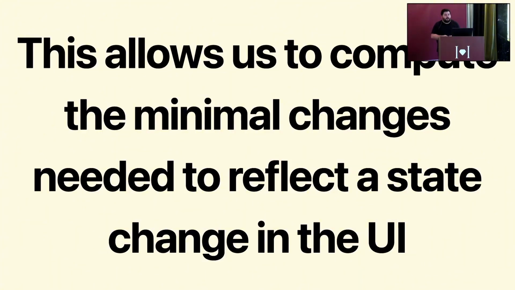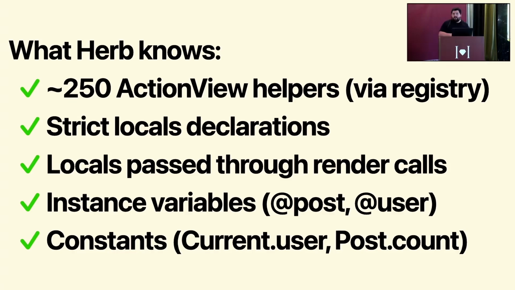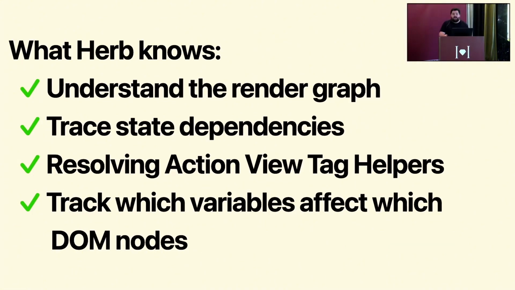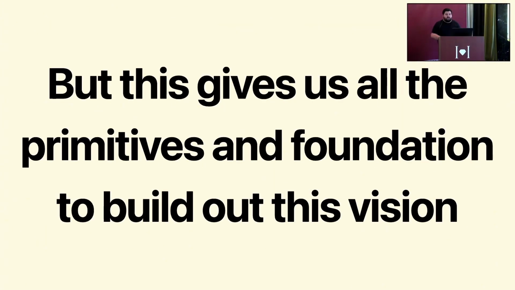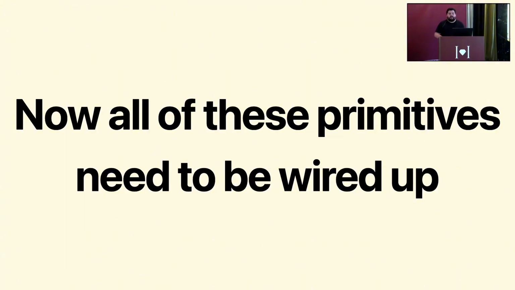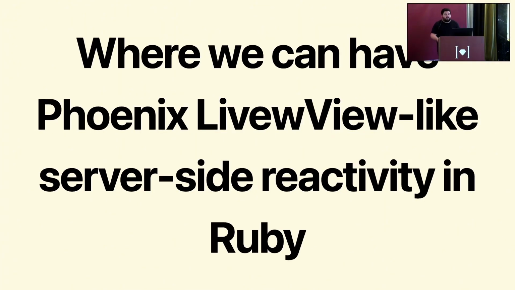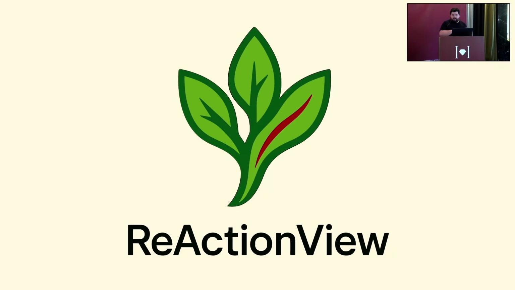So Herb today knows all these helpers. It knows about these strict locals, about these locals being passed around, these instance variables, and so on. It can understand the render graph, it can understand these dependencies, it can resolve these tag helpers, and also know which DOM nodes are going to be affected by these changes. But that's what we have today. We aren't quite ready for production reactivity yet. But all these tools give us now the primitives and the foundation to build out this whole reactivity vision. So we can wire them up now and build something like Phoenix LiveView for server-side reactivity in Ruby, which is this whole ReActionView idea.